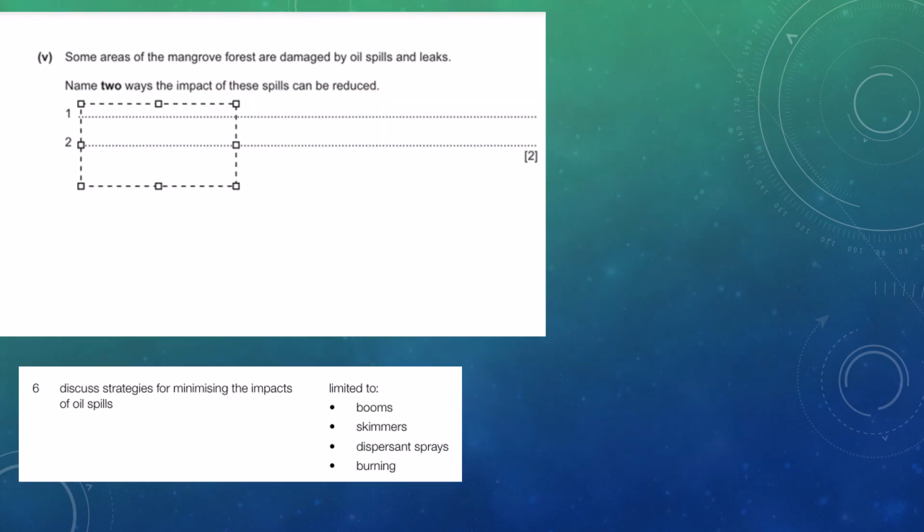So they ask us about the impact of oil spills, and they ask us to name 2 ways the impact of these spills can be reduced. The command word here is name, so I don't have to explain a whole lot. There are 4 different ways we can look at oil spills. All of this is in chapter 6.7 or 6.5, energy from the sea. So I will say skimmers, booms, controlled burning. You can also talk about chemical sprays.